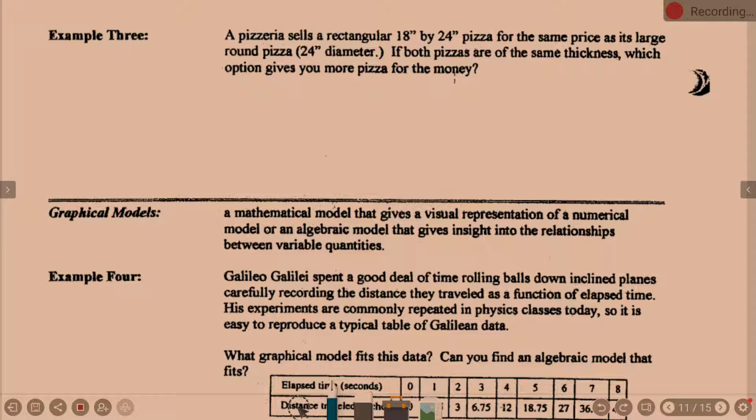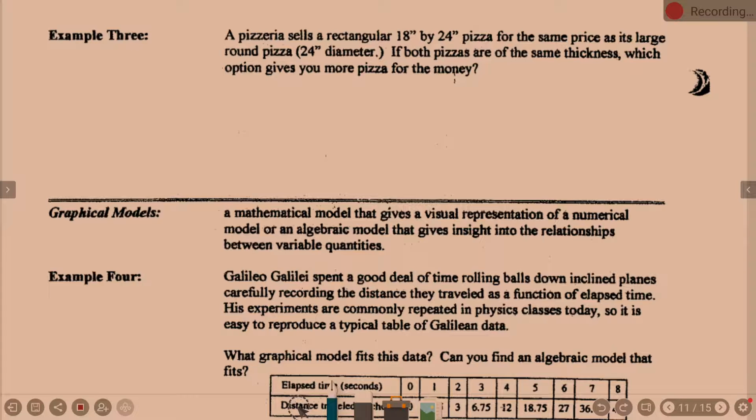a pizzeria sells a rectangular 18-inch by 24-inch pizza for the same price as its large round pizza, 24 inches in diameter. If both pizzas are of the same thickness, which option gives you more pizza for the money? Where do you get more for your dollar? I think we have to experiment with this.